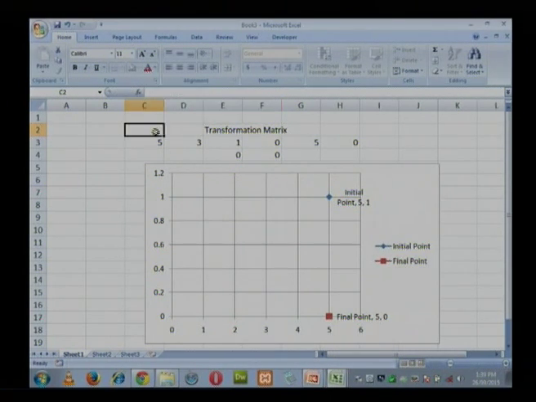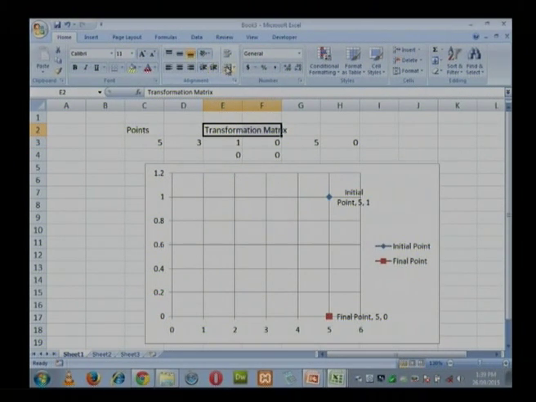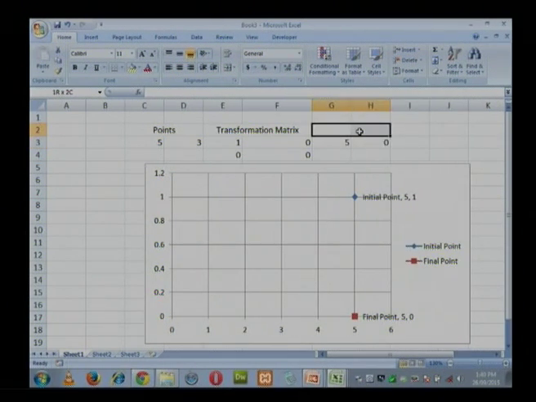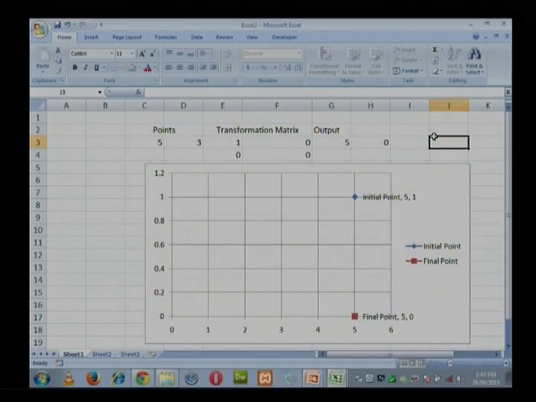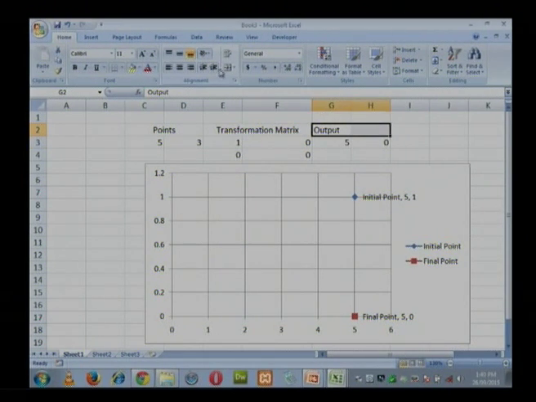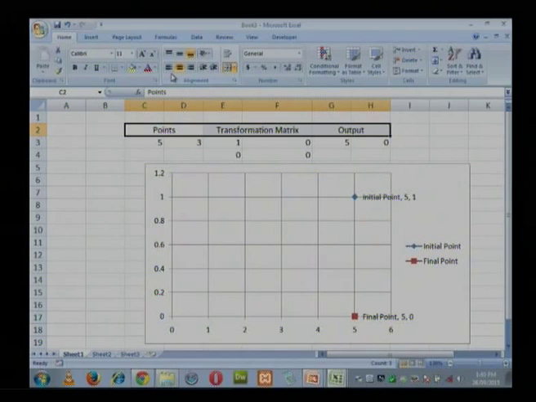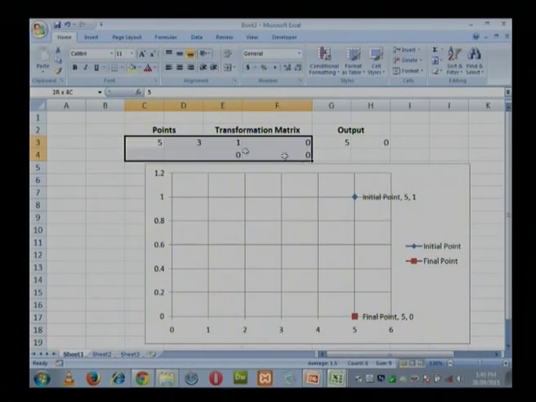That is all, and these are the points. This you can merge, and this you can merge. And this is the output, you can say. These three segments. So, initially we had these points, and you can see how it has changed.